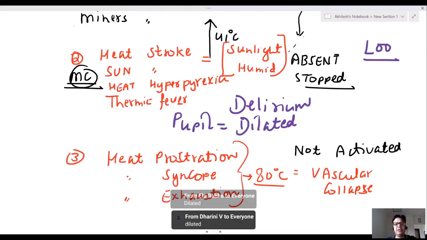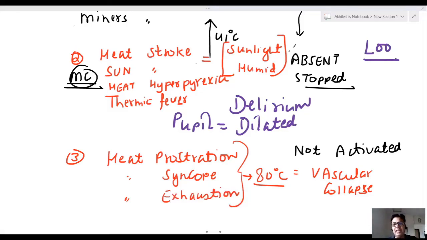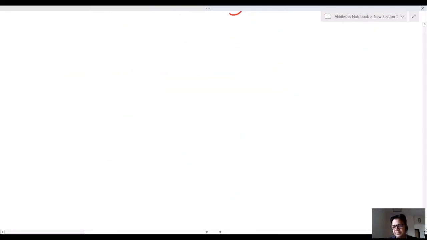Sir, you can get some questions regarding these thermal injuries. I just cleared the concept. If muscle cramps are there, this is heat cramps. If sweating is absent, this is heat stroke. And if sweating is not activated and you get vascular collapse due to extreme condition, this is heat syncope.